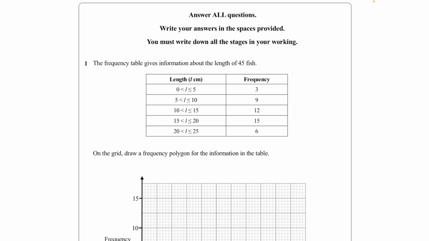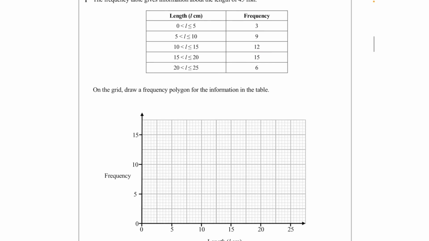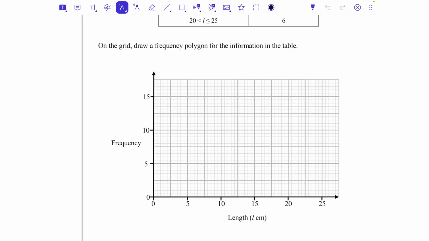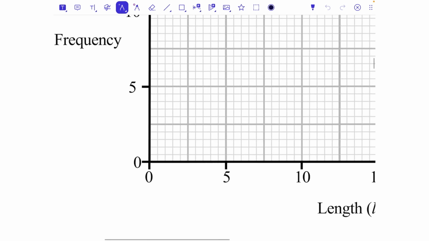Question number 22. The frequency table gives information about the length of 45 fish. On the grid, draw a frequency polygon for the information in the table. So when we draw a frequency polygon, we want to go in the middle of the category and plot that frequency. So we're going between 0 and 5, so 2.5, and we're going up to 3. Now be really careful with your axes when it's got lots of little squares like this. Be careful, because this is 1, this is 2, this is 3, this is 4. So actually it's 2 squares for every 1.